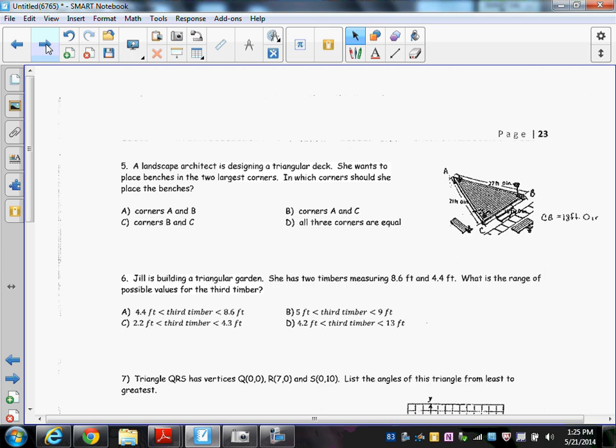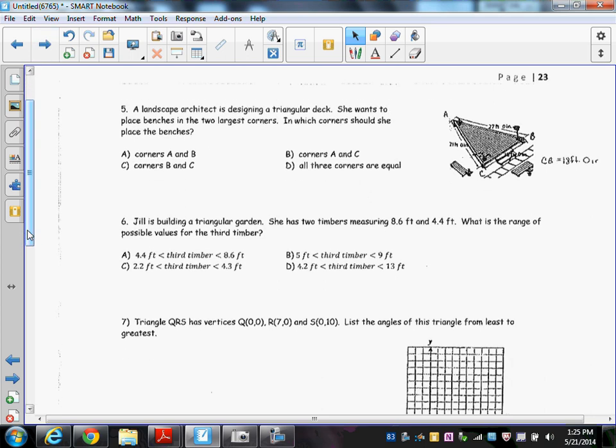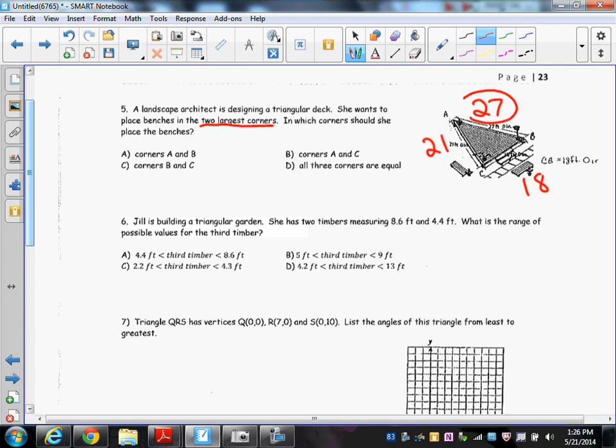A landscape architect is designing a triangular deck. She wants to place benches in the 2 largest corners. In which corners should she place the benches? This is a little bit hard to read. So we have 27, 21, and 18. So what are the 2 largest corners? 27 is the largest number, we have C. 21 is the next largest, we have B. So that would be corners B and C.